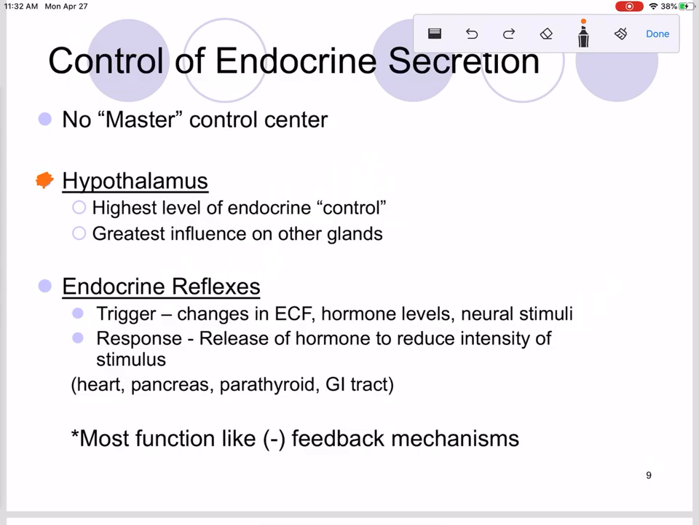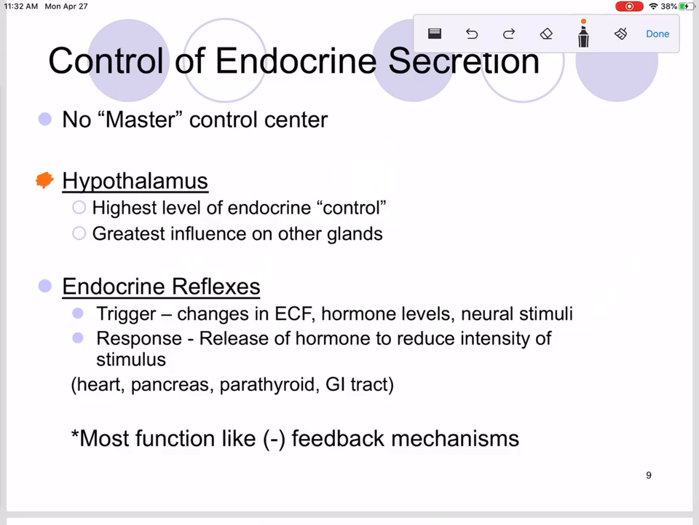The hypothalamus, if I was to pick a gland that had the most control over the endocrine system, I would choose the hypothalamus. So be careful with this. Listen to what I'm saying. The hypothalamus has the most control over glands.